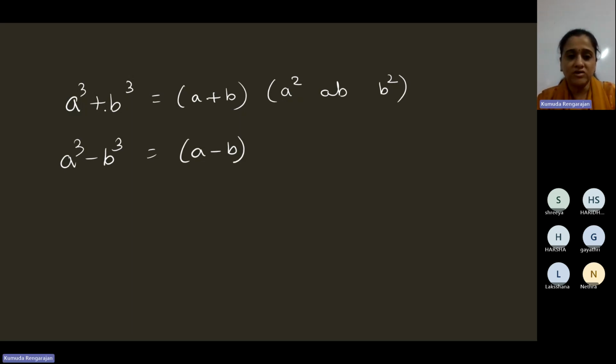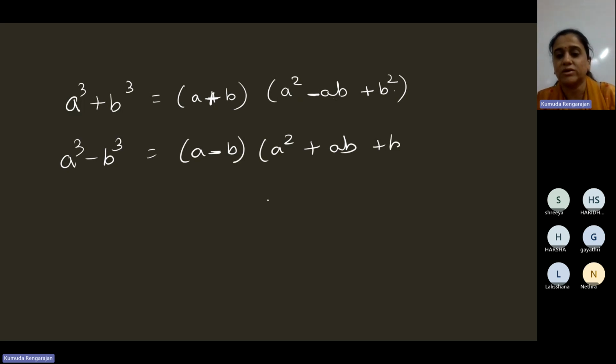So it will be a. Now here it's plus, no? So this ab will be minus. A square and b square are always positive. Only the middle term changes. A square plus b square, the middle term. It's a plus b here, so it will be minus ab. Here it will be a square plus ab, because it's minus here. So it will be plus ab plus b square.